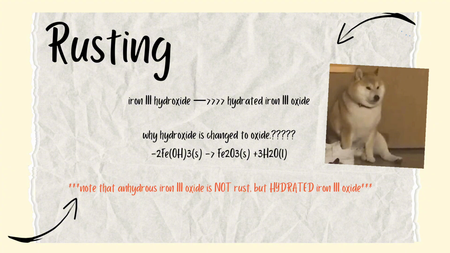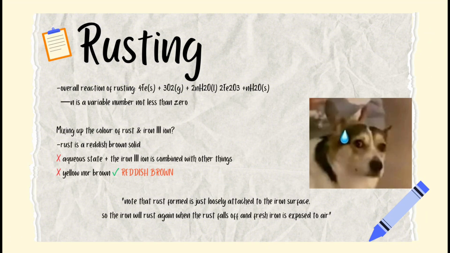The iron-3 hydroxide will further change into hydrated iron-3 oxide. You may be confused why hydroxide is changed to oxide, but no worries. We can use a chemical equation to explain. Note that anhydrous iron-3 oxide is not rust, but hydrated iron-3 oxide. This is the overall reaction of rusting, where n is a variable number not less than 0.